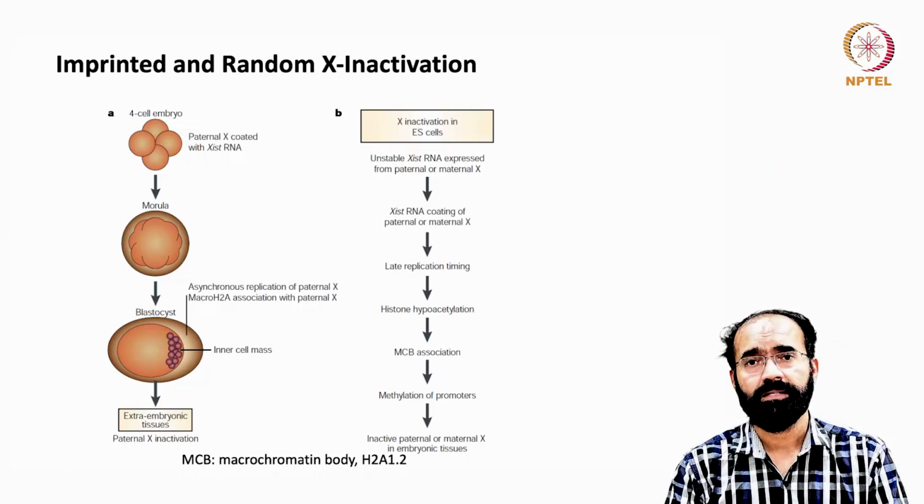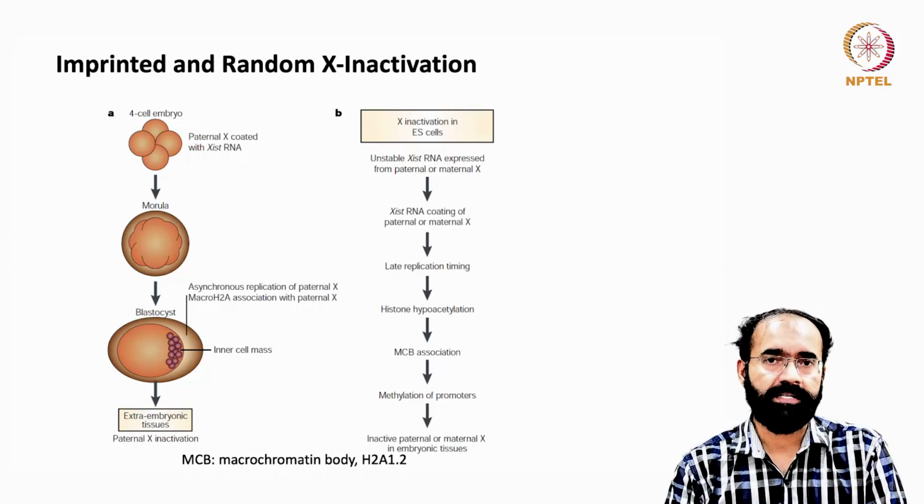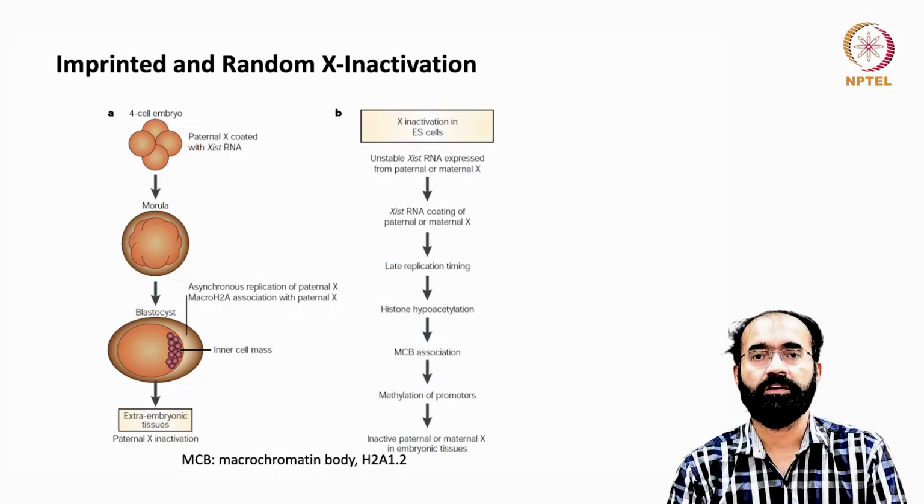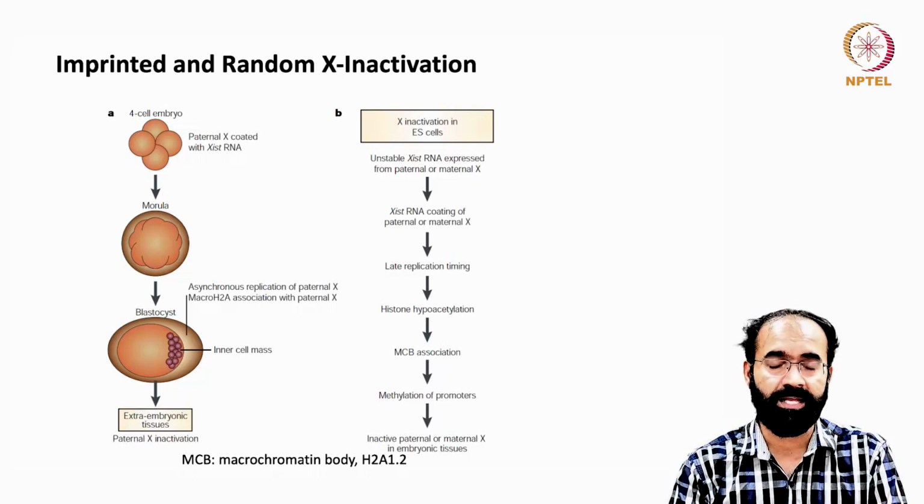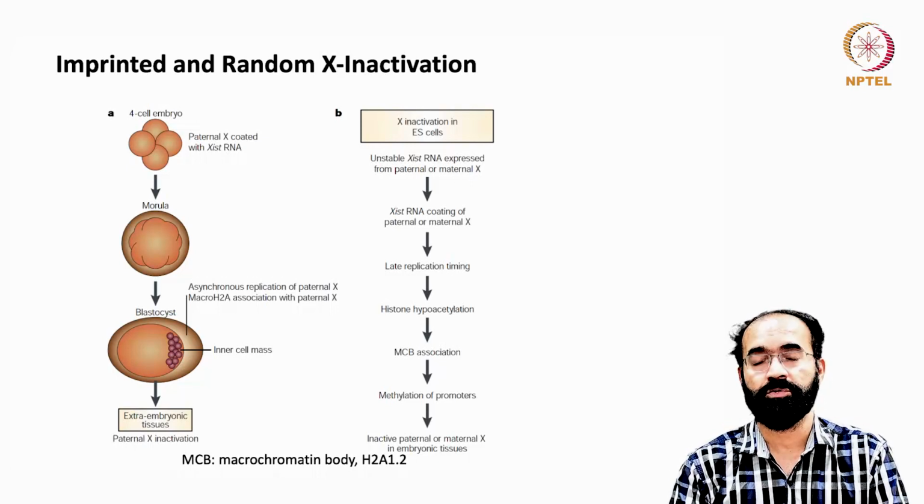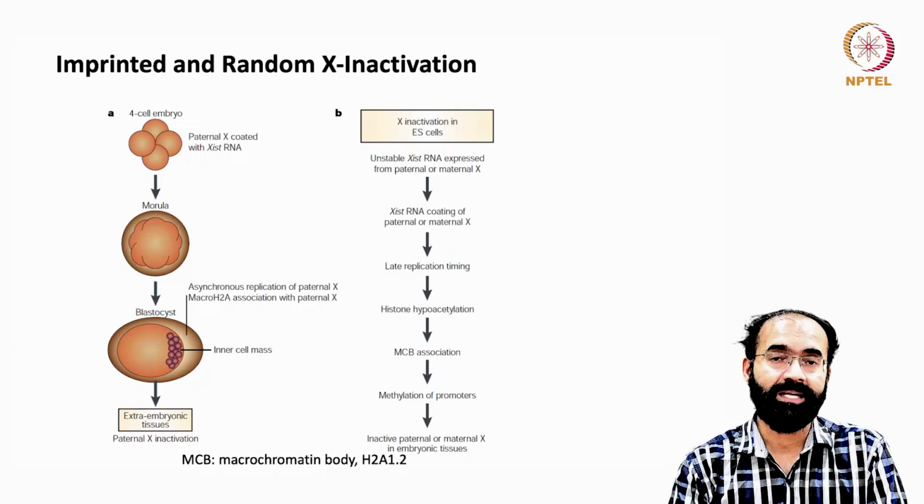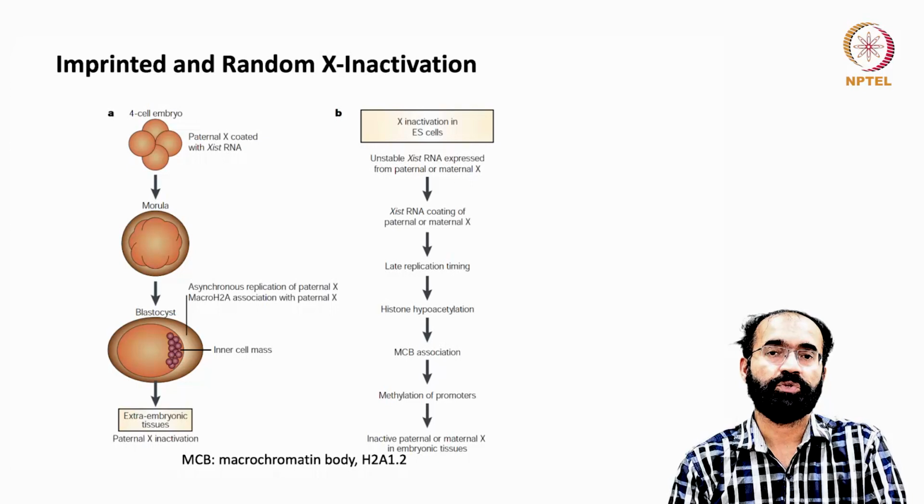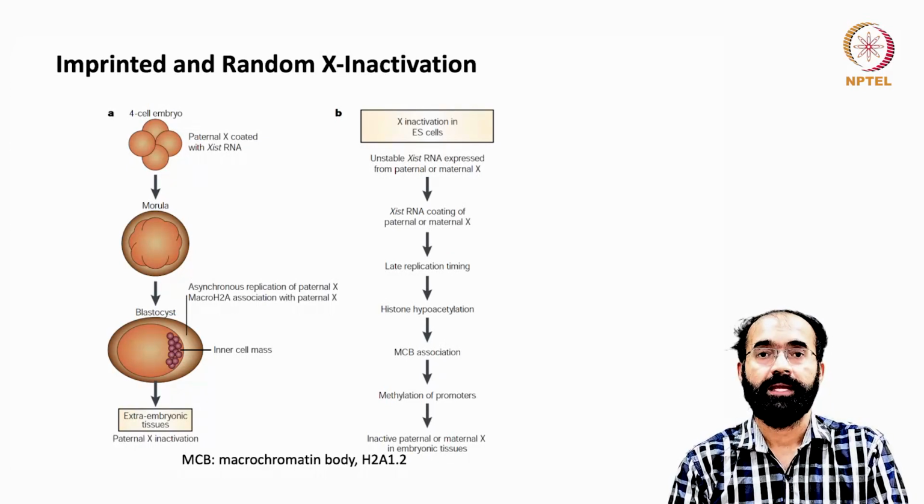So this will of course change later in the blastocyst, where a randomization event takes place, where either maternal or paternal can be made inactive in the organism. That is why, like you saw in the case of cat, randomly some X is inactive, randomly some X is inactive. So this will continue throughout the lifespan of the organism.